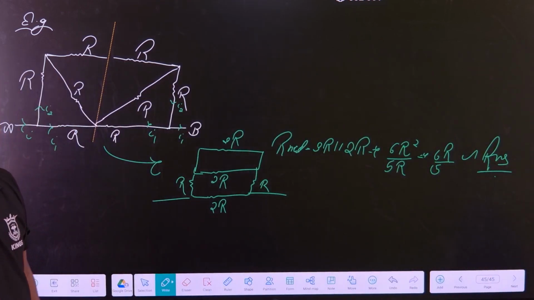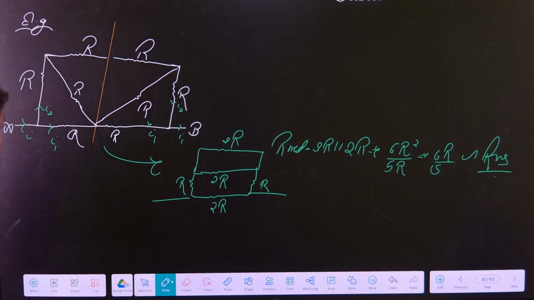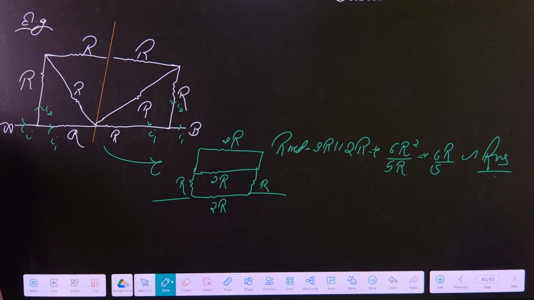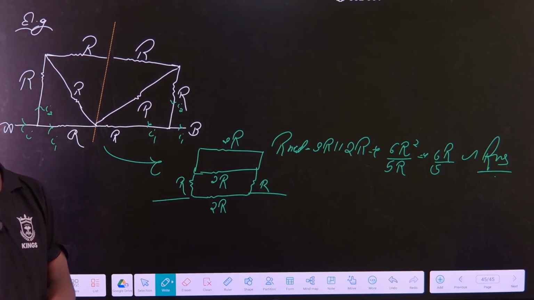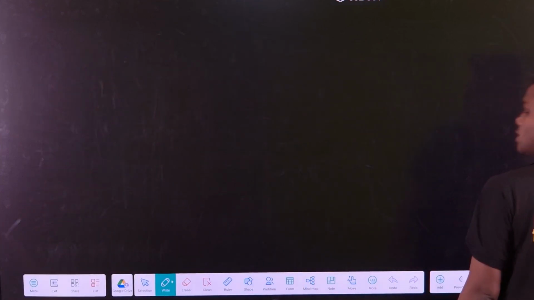So that is how you can apply the vertical plane symmetry in any one of the questions, and you can calculate the R equivalent of that circuit. I hope you understand how to apply the vertical plane symmetry. See, it is not always true. We can apply the vertical plane symmetry also, and the next symmetry we have is the horizontal plane symmetry.